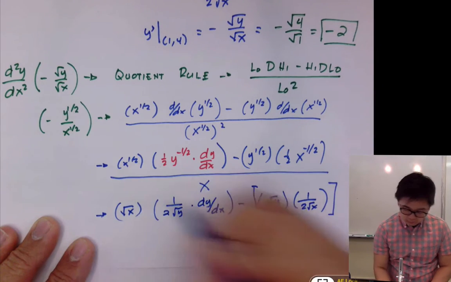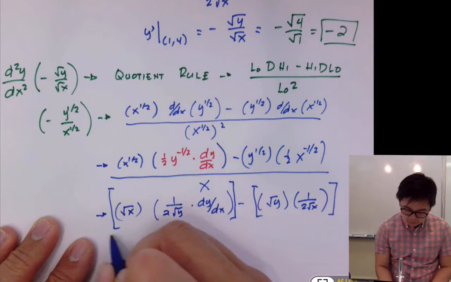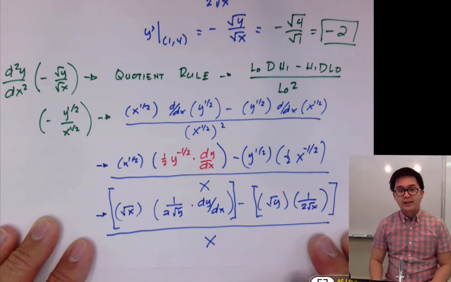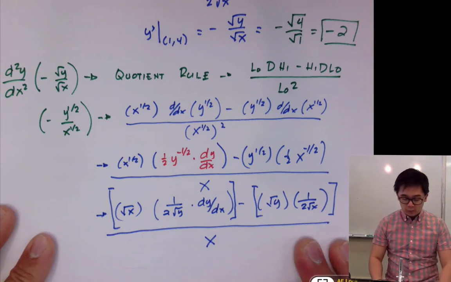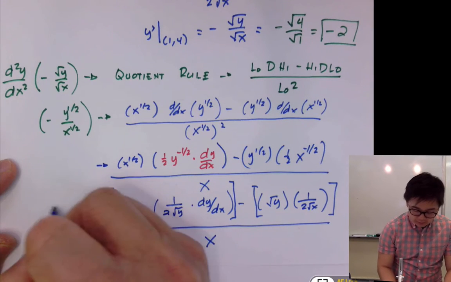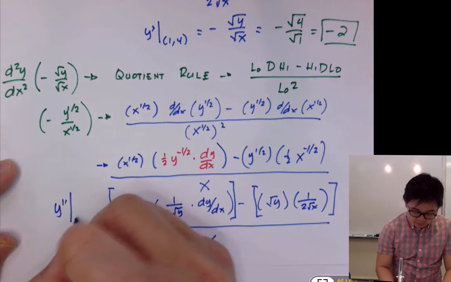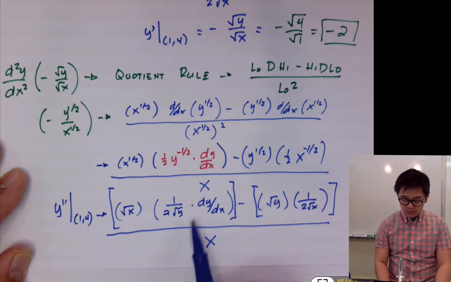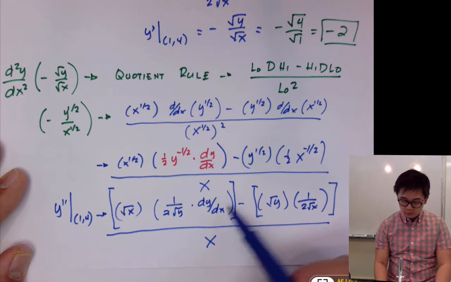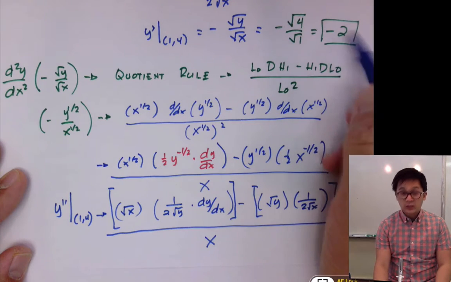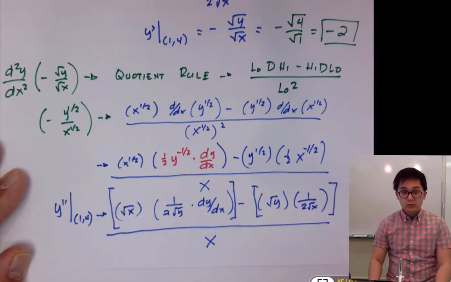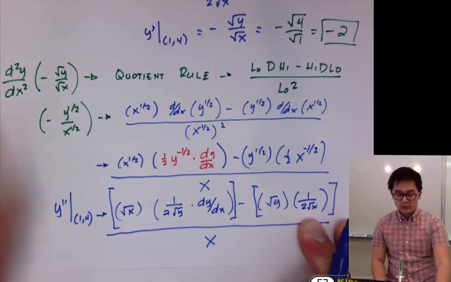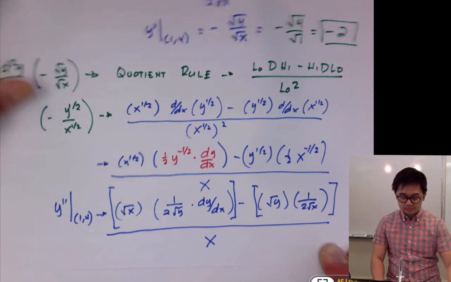So this is our second group, this is our first group all over x. So now that we have our derivative set up, we know that we are finding the second derivative evaluated at (1, 4). So what we're going to be doing is substituting the value of y and x by 4 and 1, and of course we have a dy/dx right here, and we know that our dy/dx is -2. So by substitution and simplifying our rational expression, we'll be able to find the second derivative at this given point. So let's go ahead and do our algebra work.